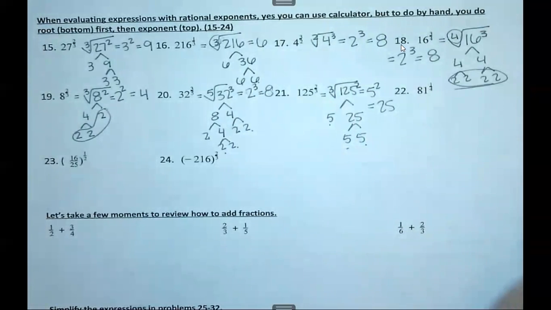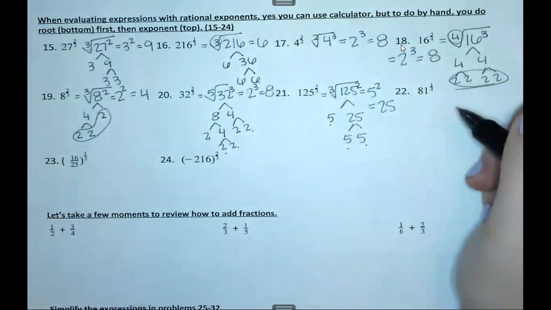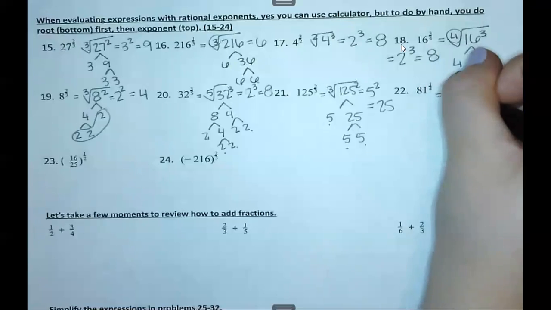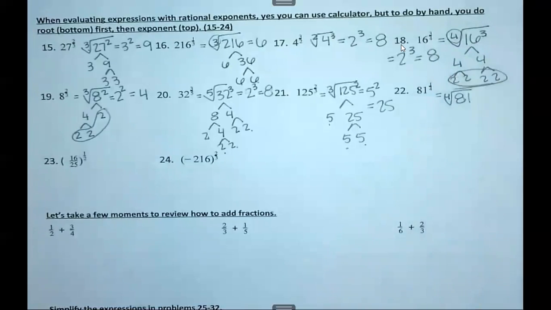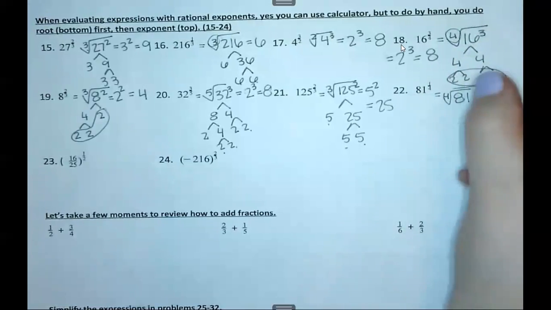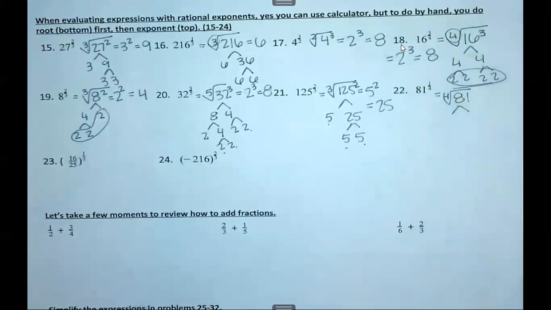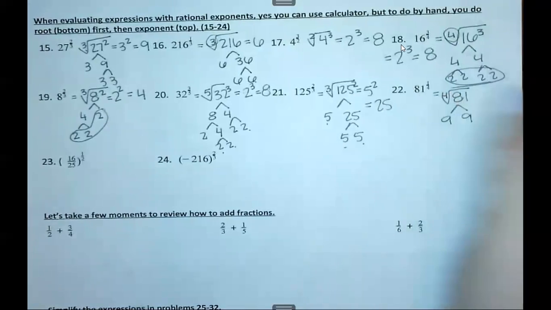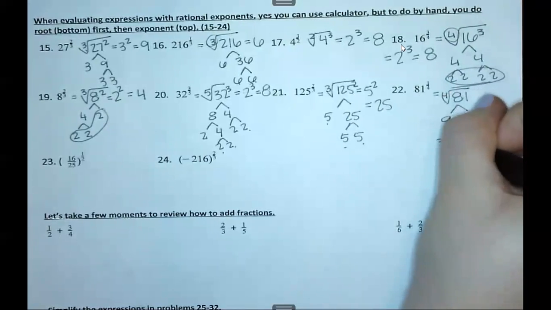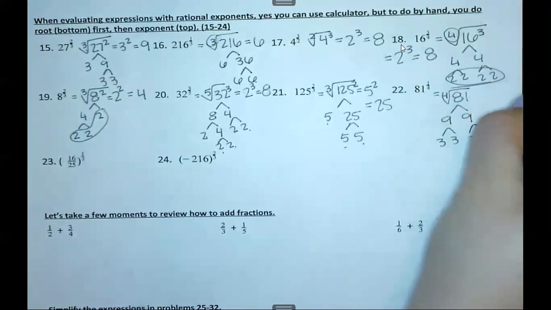All right, for 81, I would rewrite this as the 4th root of 81 to the 1st power. I don't have to write the 1st power. This means I need to find 4 of the same number. So I could split 81 into 9 and 9, which will both split into 3 and 3.